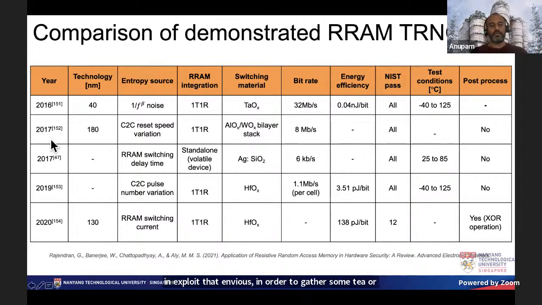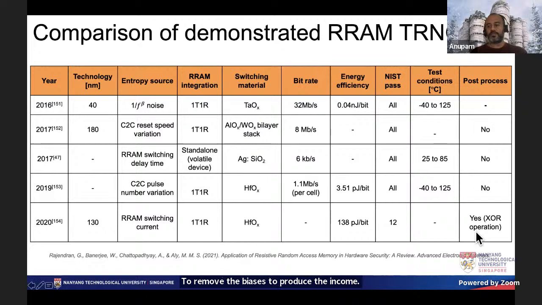So these are the different studies based on their entropy sources, the RM integration, and what kind of switching material is used. For some of them, you can see the bit rate is very high. For some of them, the energy efficiency is also very nice. They do pass all the NIST tests. For some, all the NIST tests are not passed. That means it's not a good quality entropy, and there needs to be further conditioning to remove the biases to produce the entropy. So these are the test conditions.